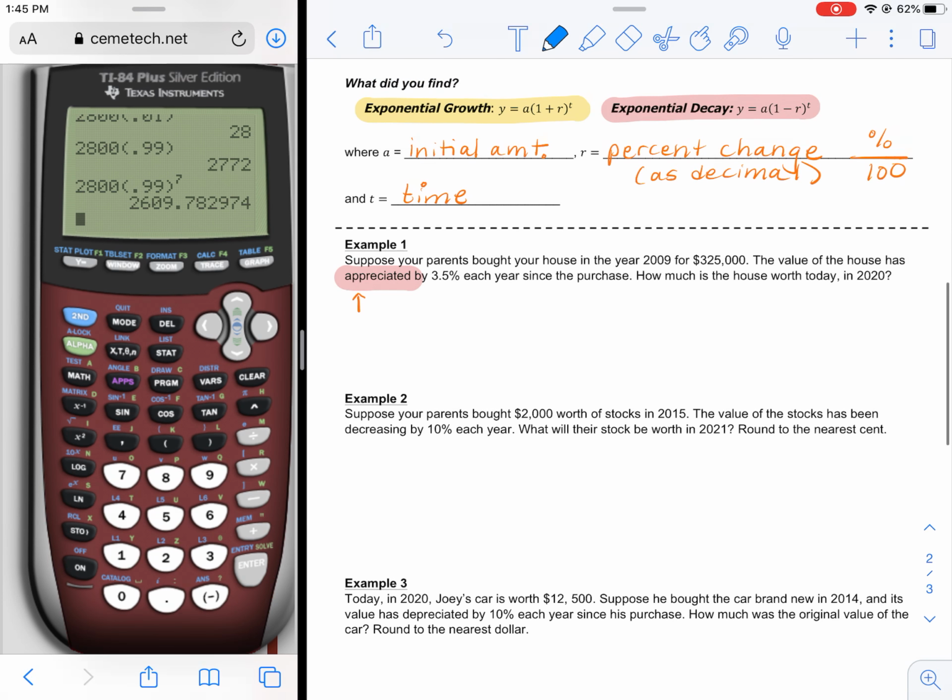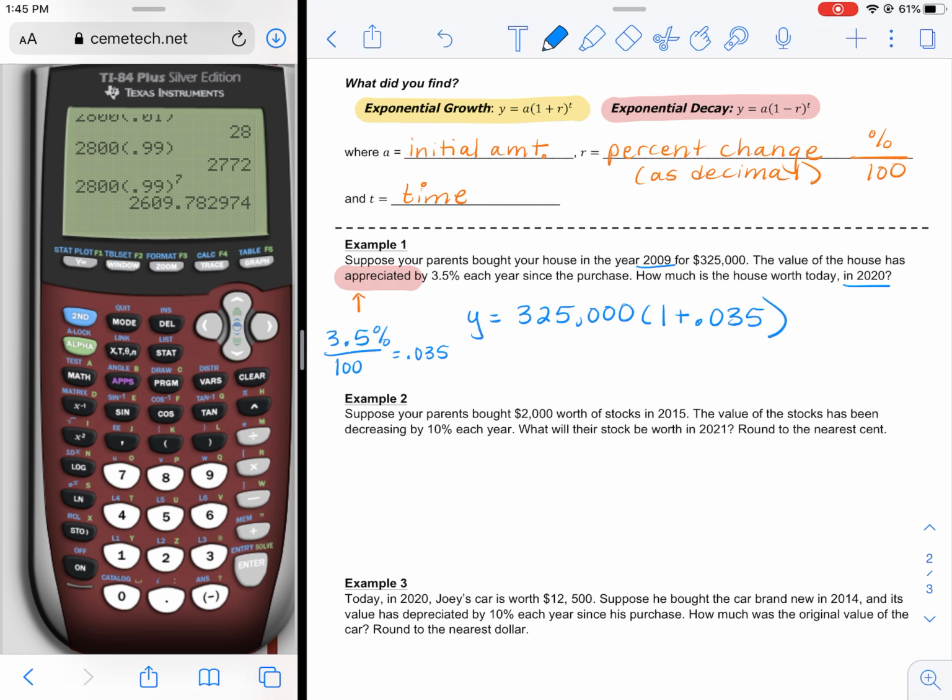If we look up here, we're going to be using the growth model. So y equals, the starting value is 325,000. Then we're going to multiply that by 1 plus, we have to change 3.5% to decimal form. If we divide by 100, we get 0.035. So 1 plus 0.035. And then for the time, the time is going to be 2020 minus 2009.